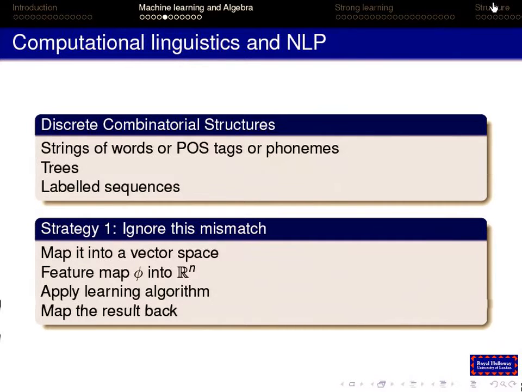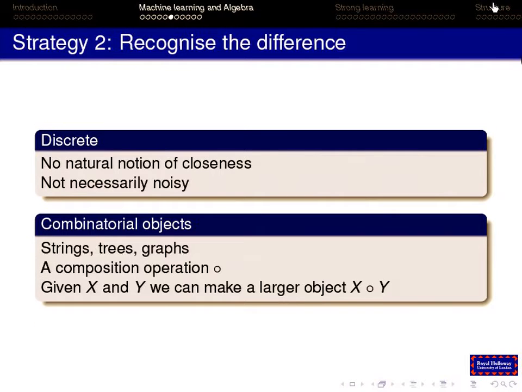And this works really well. But I'm going to try a different strategy, which is that we say, okay, well, we're not dealing with vector spaces here. We're dealing with discrete combinatorial structures. Maybe they're not necessarily noisy. And we have these strings, trees, and graphs, and we can combine them with some operation that takes two small objects and makes a bigger object.